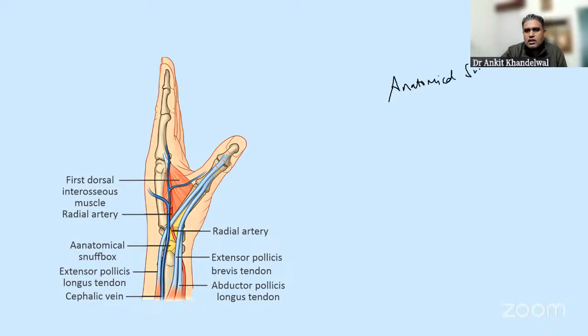This is one of the questions that has been coming for many years, every year, not just in your university exam but in all the PG exams. Anatomical snuff box: if you extend the thumb, you'll see a concavity over here. That was used for snuffing, which is why it is known as the anatomical snuff box. The boundaries of it are frequently asked.